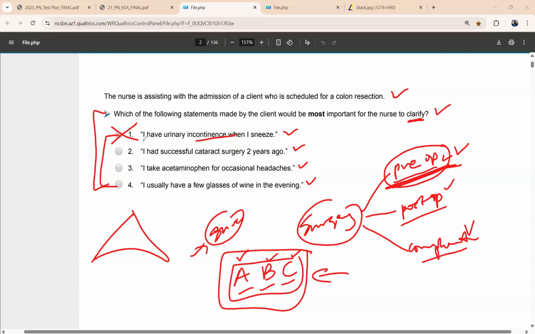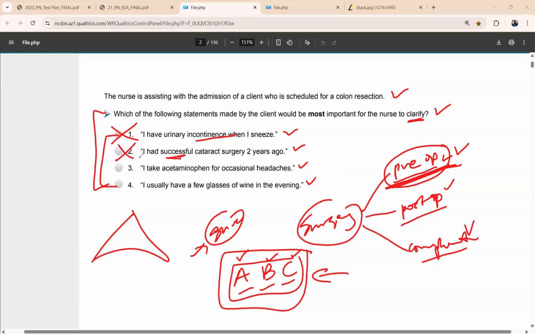Now, 2 is, I had successful cataract surgery 2 years ago. During preoperative care, we always ask this question: have you had any surgery before? Now, the patient is like, no. Then if they say no, then fine, we move on. But if they say yes, guess what? We want to know how the previous surgery was. Was it successful? Was it unsuccessful? If it was unsuccessful, we need to let the doctor know about things that happened during that surgery. But guess what? This patient is saying the surgery was successful, so there's no need to clarify here. So this is out as well.